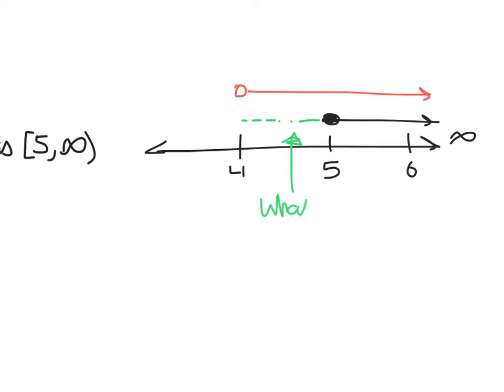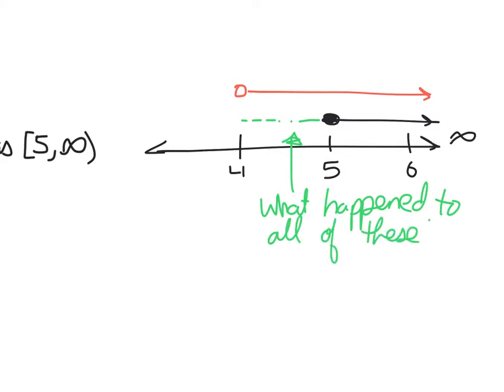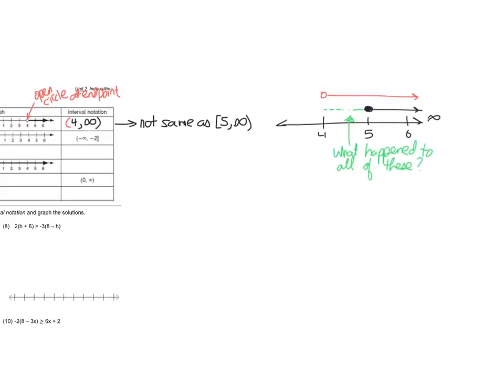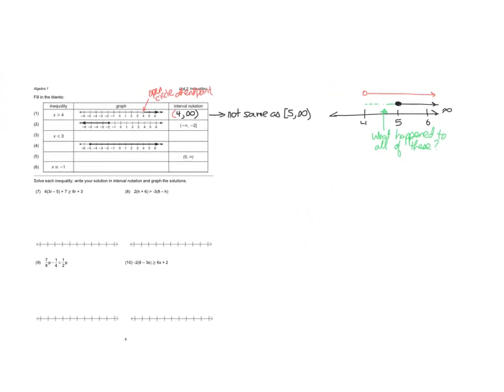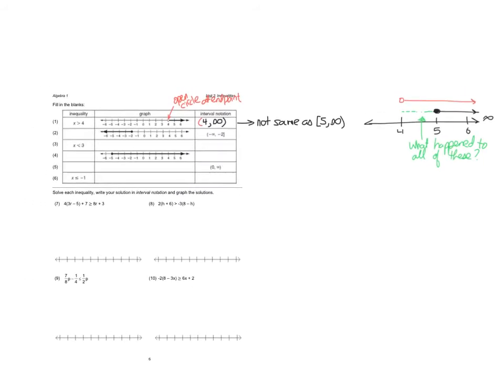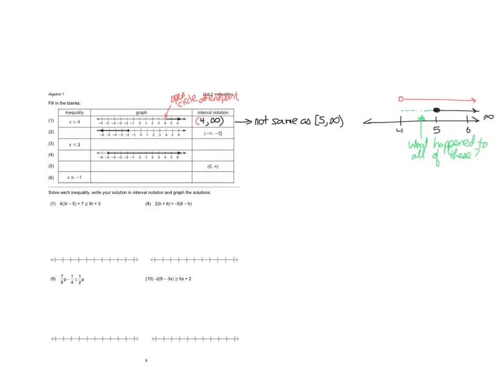What happened to all of these? Oh, that's not how you spell happen. Get rid of the evidence. To all of these. All right, you're just knocking them off. You're saying, I don't care about those. They don't exist. Well, fun fact, I care about them. So you need them. Why does 4 have an open circle and 5 has a closed circle?